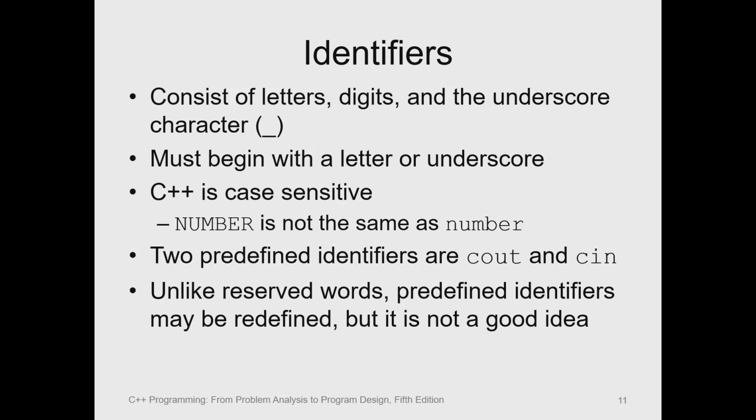That means if you have declared Number with a capital letter, Number is not the same as number with a small letter. Two predefined identifiers are cout and cin. Cout and cin are already keywords in C++, but they are predefined identifiers, meaning you can't use them as your variable or identifier. Unlike reserved words, predefined identifiers may be redefined, but it is not a good idea.